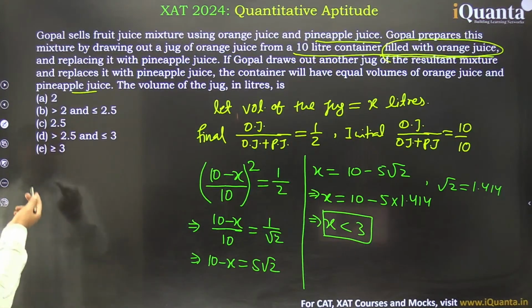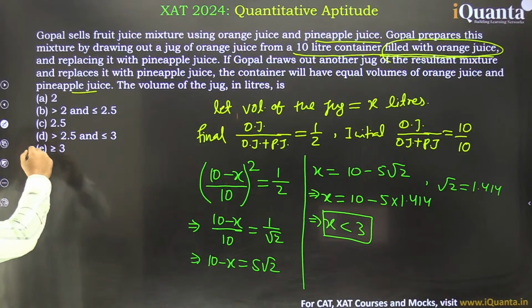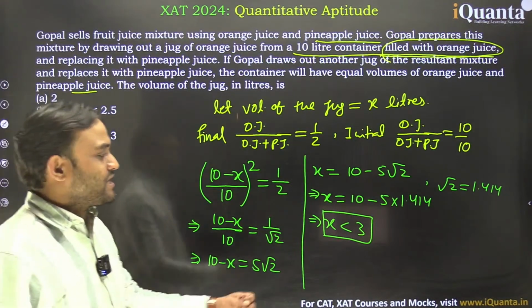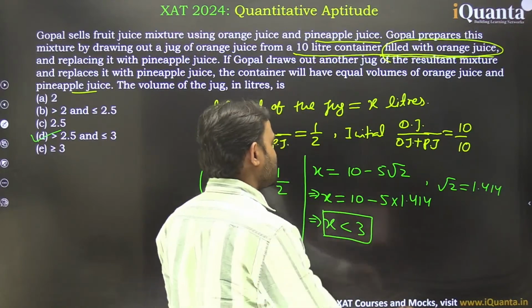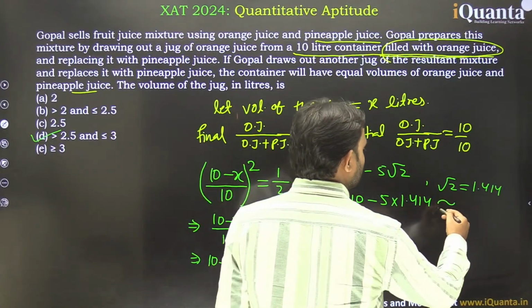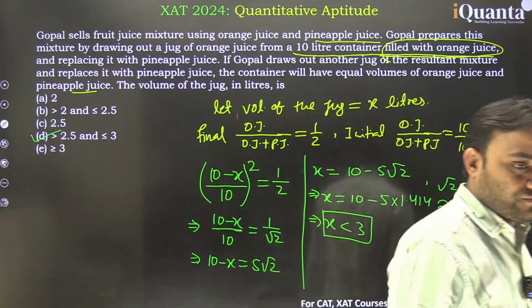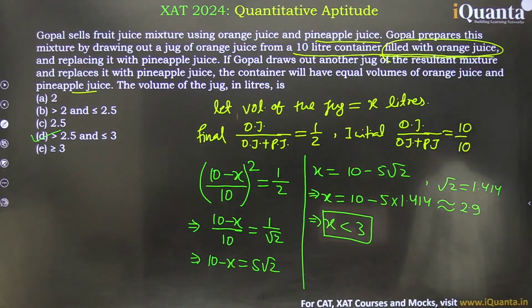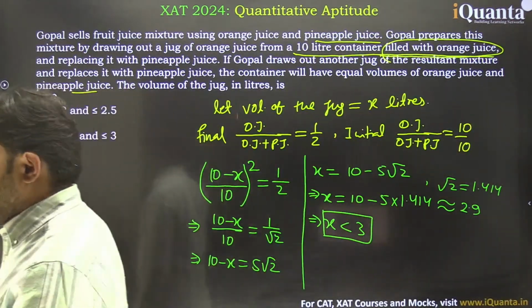Where do we see this? E not correct, A not correct, B not correct, C not correct, D is correct. This value is very much close to 2.9. Okay. That's your answer, guys. D is the correct answer.